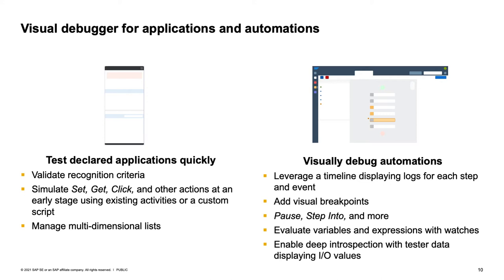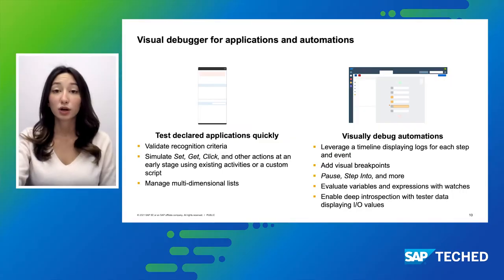Secondly, you can also test automations by adding visual breakpoints on specific steps of the workflow to pause the debug session and really examine the execution via the timeline, which visually displays the steps that are executed during the session, as well as events such as loaded application and screens. You can also set watches on expressions and variables that are declared in the automation to evaluate them during the debugging session.